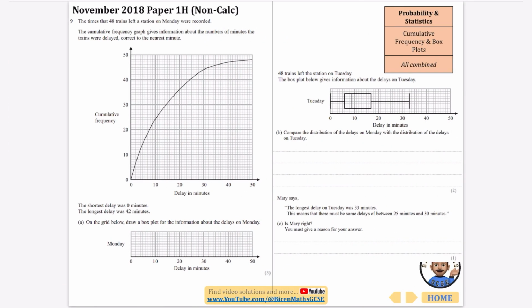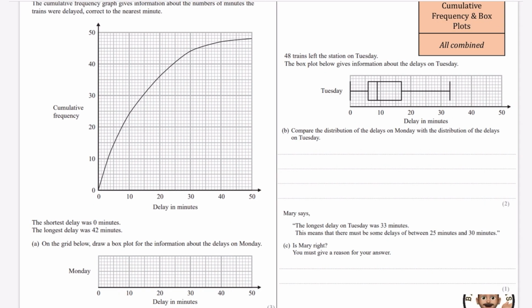Okay, I think we've got this last question on this one, and then that's everything on cumulative frequency and box plots. And it's quite nice because it's a question that blends these two things together. So it says the times that 48 trains left a station on Monday were recorded. The cumulative frequency graph gives information about the number of minutes the trains were delayed, correct to the nearest minute. The shortest delay was 0 and the longest delay was 42. On the box plot, draw the information about the delays on Monday.